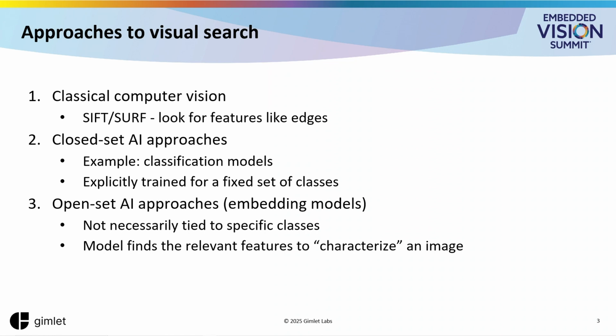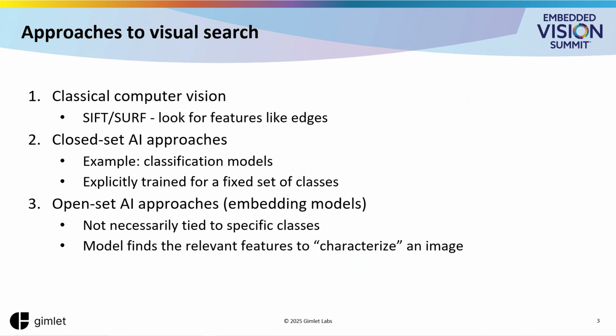And then with AI, what we saw first was a lot of what are called closed-set AI approaches. And those are your classification models. If you've seen anything like a cat detector, you give it a picture and it says, oh, yes, this is a cat, or this is a dog, that would be a classification model. You give it an image in, and it'll classify it among a fixed set of classes, right? But you've explicitly trained for those classes, right?